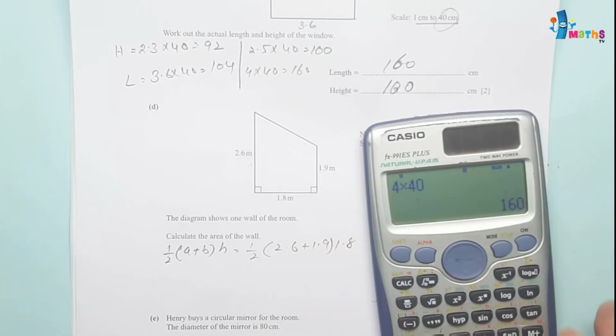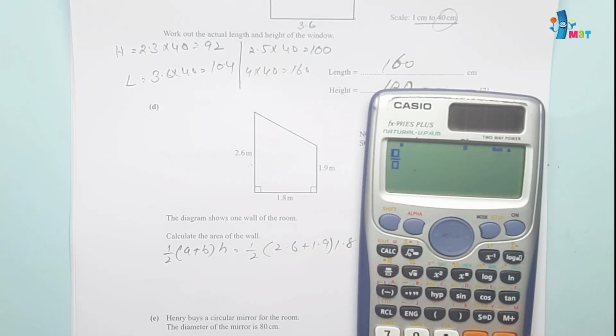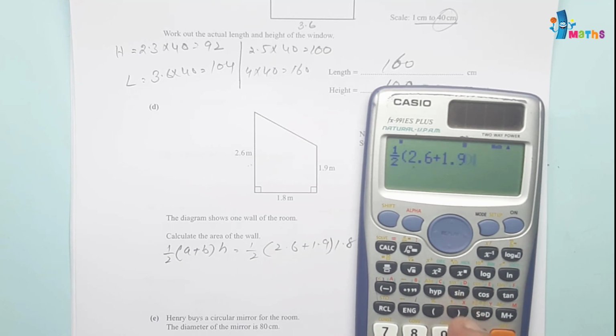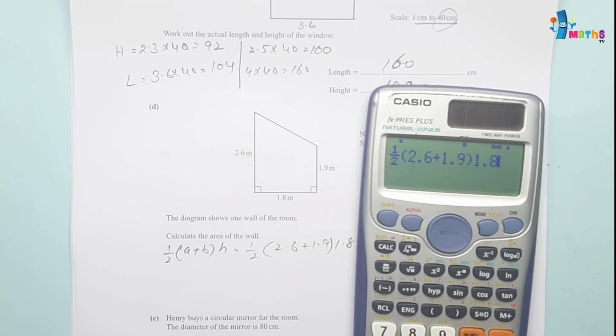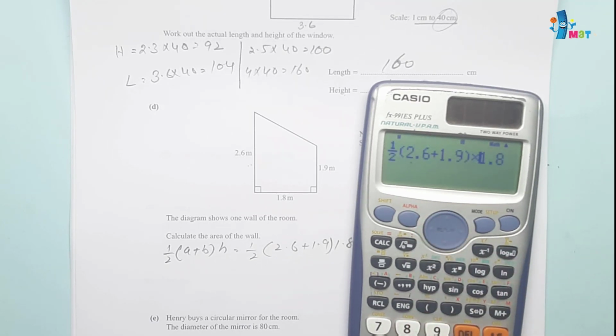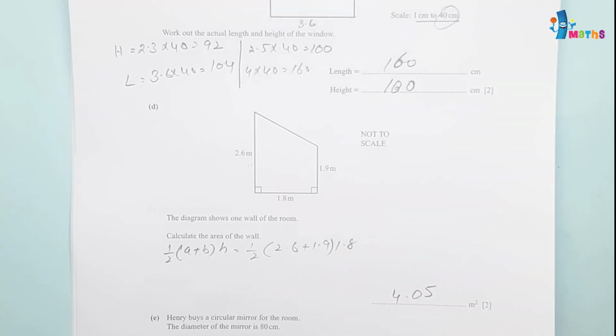We will calculate this. So this will be 1 over 2 multiplied by (2.6 plus 1.9) into 1.8, and they want a multiplication symbol over here in the answer. So this is 4.05. This will be our answer.